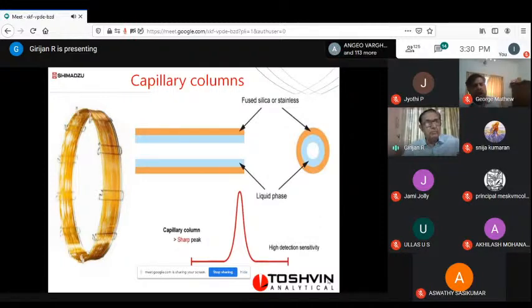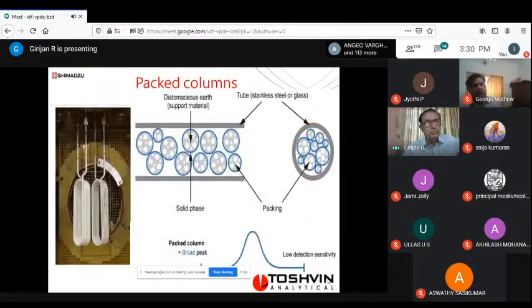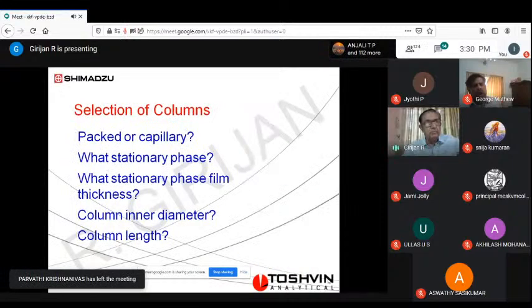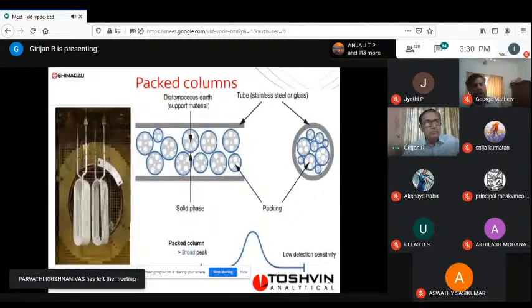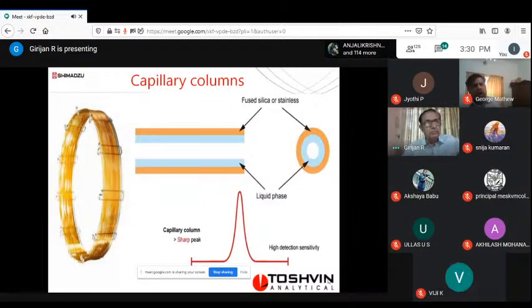That's why I'm coming back to my previous slide. What is the stationary phase film thickness? Today you are getting capillary columns where the thickness can be as low as 0.1 micron, or it can be as high as 5 micron, not more than that. So you have to decide whether I should go for a 0.1 micron coated column, a 0.25 micron coated column, or a 1 micron coated column. That depends on the sample type, their analytical requirements, and your type of applications, a lot of things.